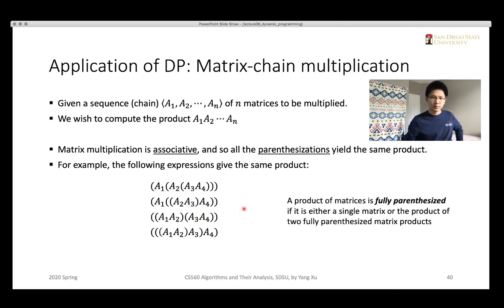We say that a product of matrices is fully parenthesized if it is either a single matrix or the product of two fully parenthesized matrix products. So that means in all these 4 examples, they are all fully parenthesized.